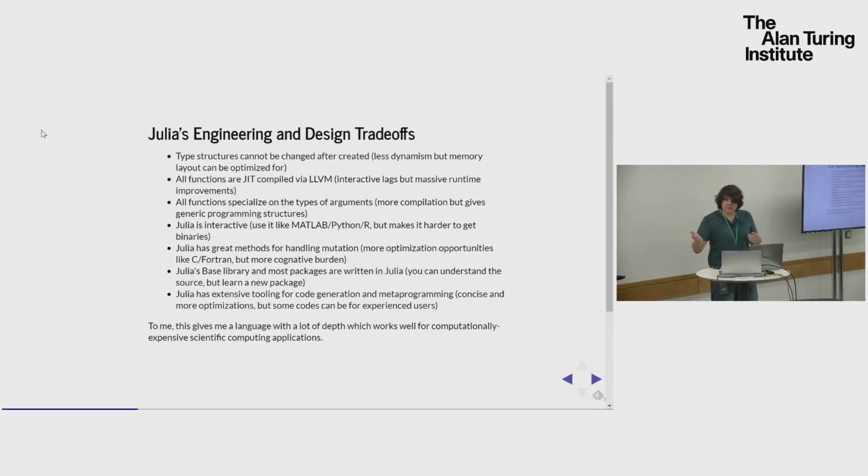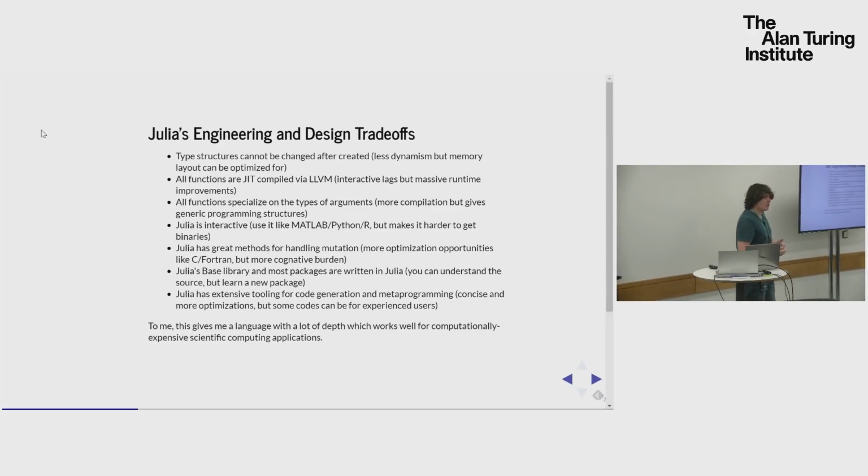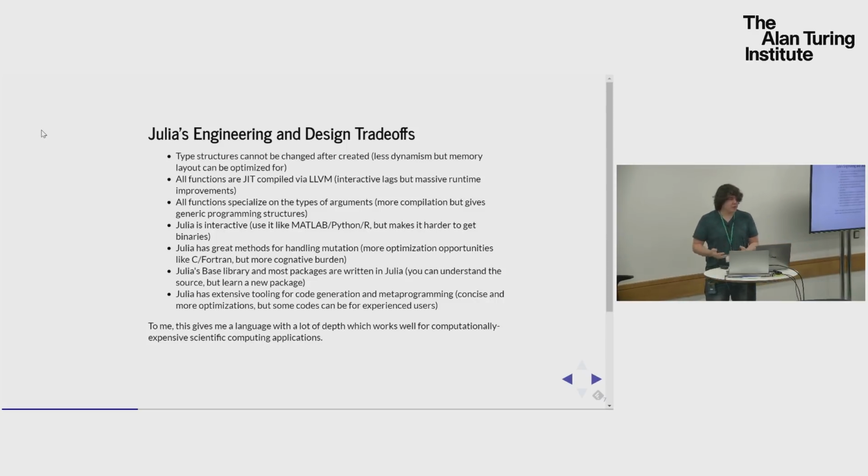So there are some engineering trade-offs that Julia has made, but to me, Julia is one of these emerging languages for scientific computing because this mixture of having concise syntax and speed in an interactive language really can be helpful if you're starting to build models which are limited by the computational power that you have.